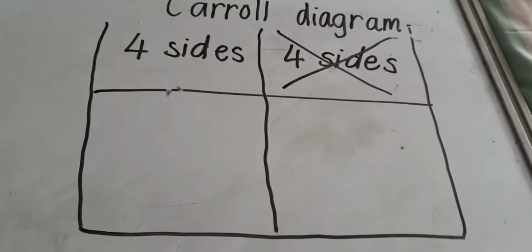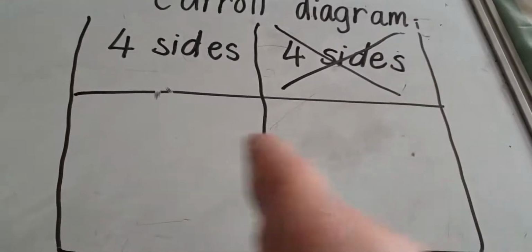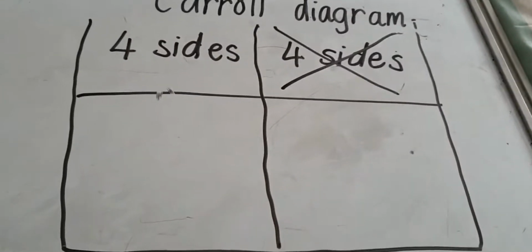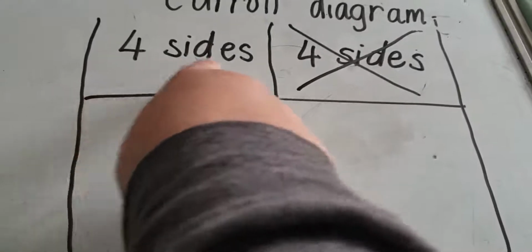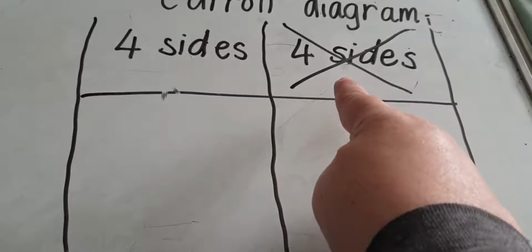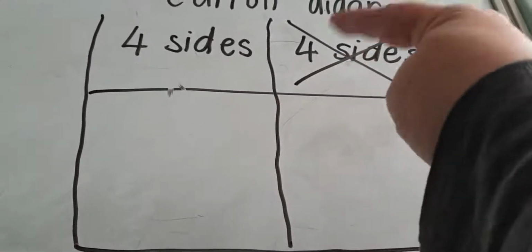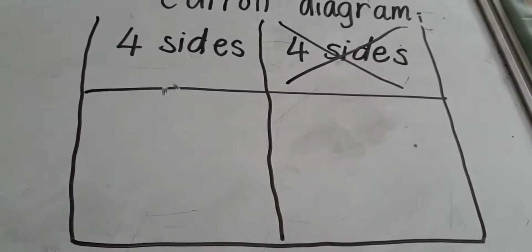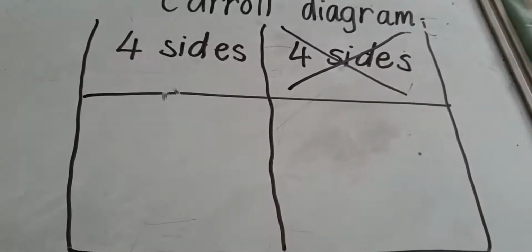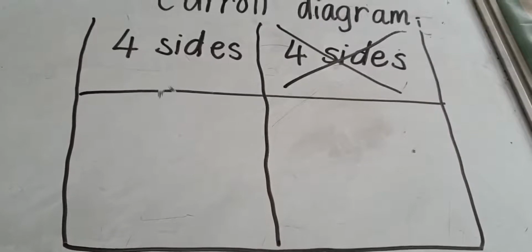Now, I've got a basic Carroll diagram here, and it's a table. In one column, up and down the way, we've got a title that says 4 sides. And in the other column, we've got a title that says 4 sides, but it's been crossed out. It's been crossed out because what that title means is we don't want it to have 4 sides. So it doesn't have 4 sides.